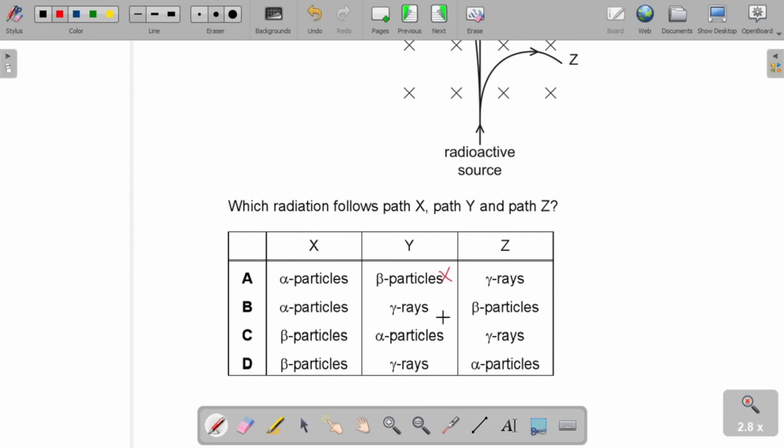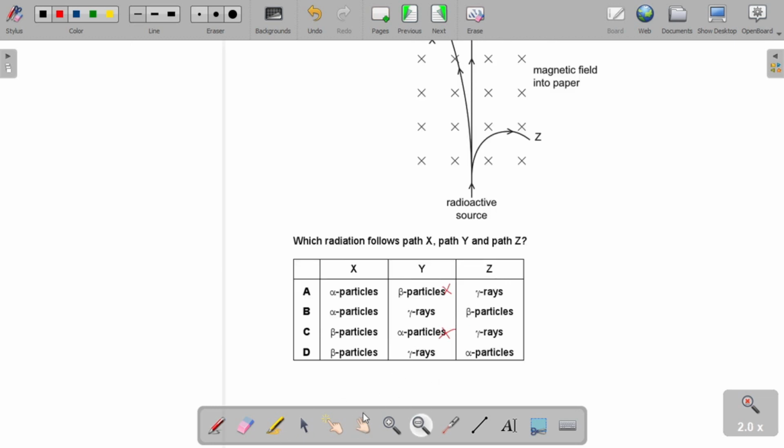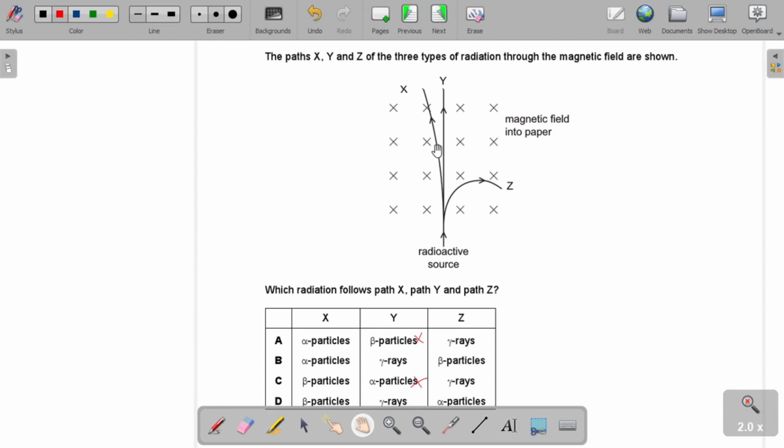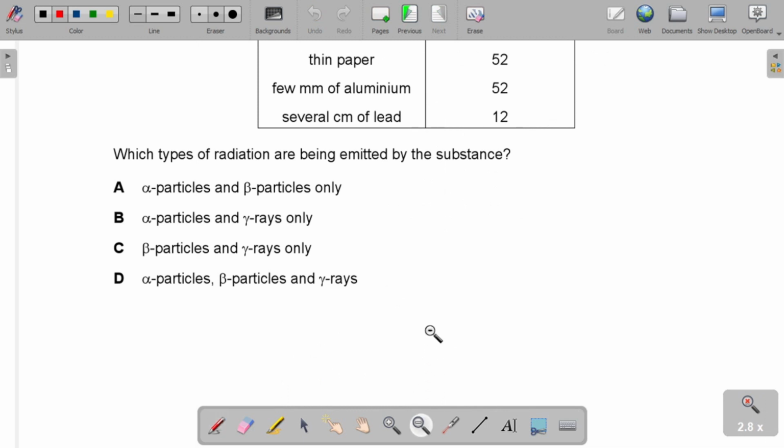So this is wrong, and this is wrong. Let's get which one is the right one now. Path Z is deflected to the right, but it is deflected more than path X. Beta particles are fast-moving electrons and they deflect more in the magnetic field than alpha particles, and they deflect in the opposite direction to alpha particles. So the one that is deflected less here is the alpha particle, that is X, and then Z is the beta particle. So this is the answer. That's question 39. Then let's go to the final question.